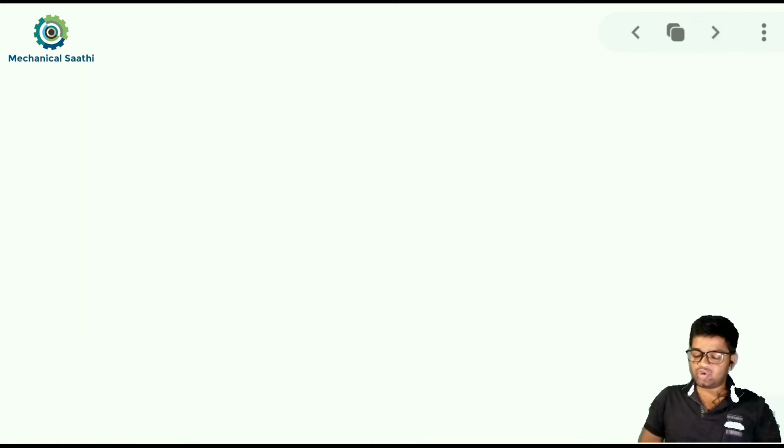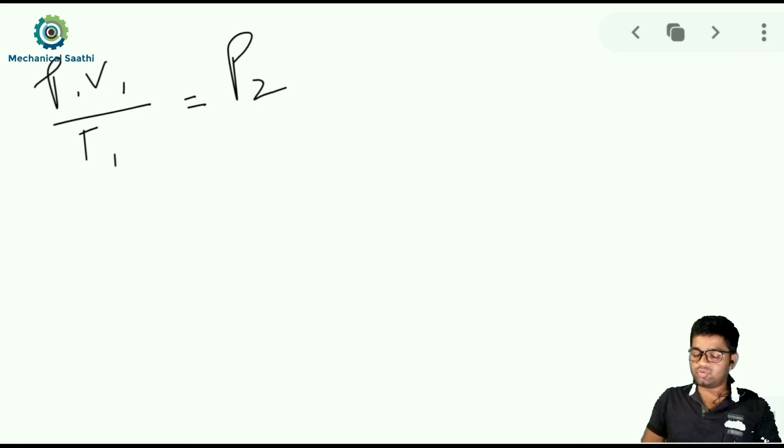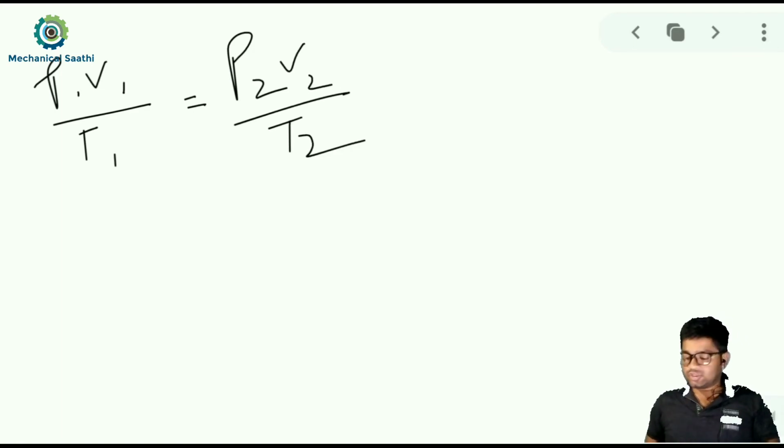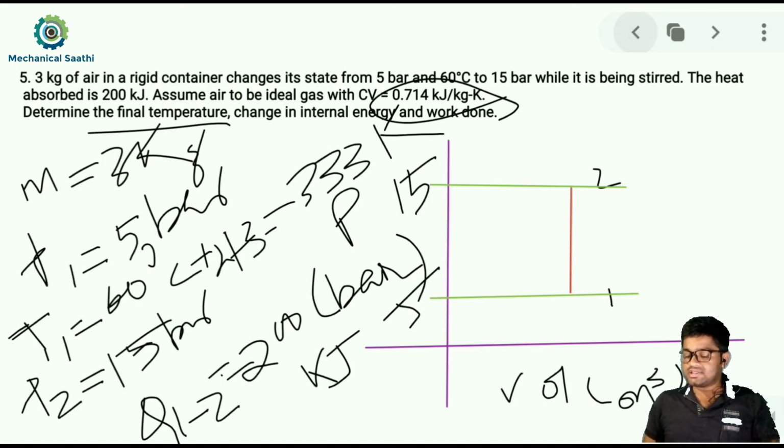So let me write it over here. That is P1 V1 divided by T1. That will be equal to P2 V2 by T2. Okay, so as we can see, this is given as a rigid container. That means volume is not going to change. So we can write that V1, that is volume at point 1, will be equal to volume at point 2. So that we can show over here also.